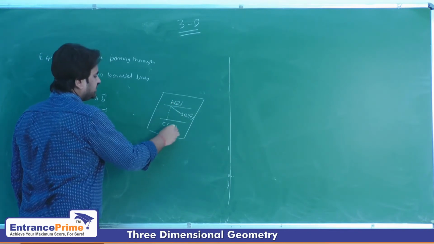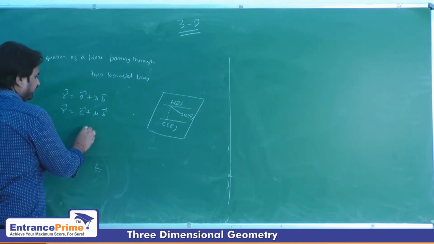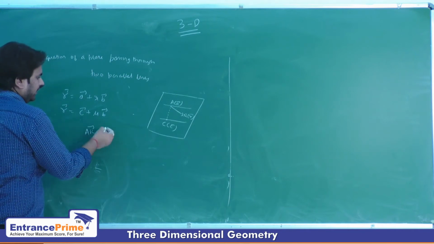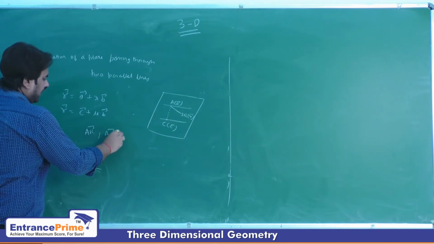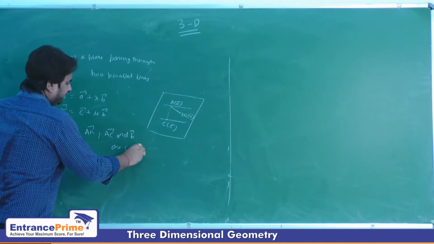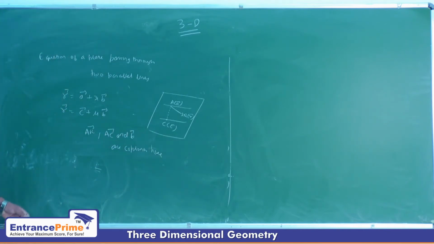I am taking its C vector. So we can see one thing here: the AR vector, AC vector and B vector are coplanar here, because they are lying in the same plane. So we can write it like this.